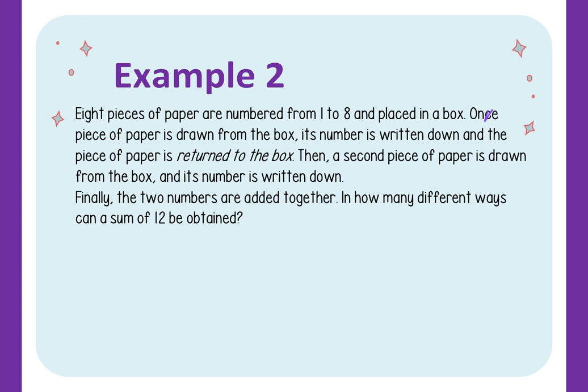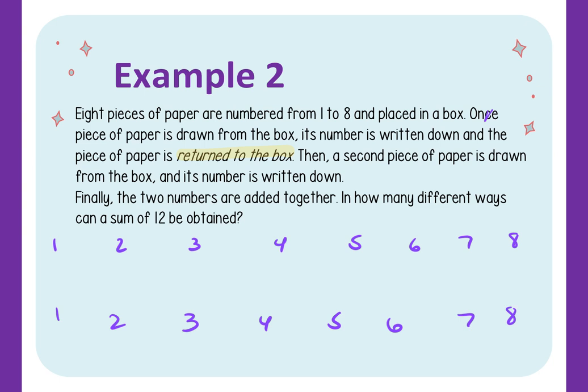So the first thing you have to do is identify your replacement and non-replacement. So in this whole thing, what language tells you that? Return to the box. If it is returned to the box, then this is with replacement or without replacement? With replacement, which means we pull from the same set each time. So the first time, they're 1, 2, 3, 4, 5, 6, 7, 8. Second time, it is also 1, 2, 3, 4, 5, 6, 7, 8.